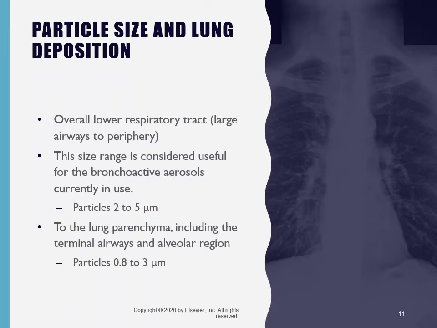In the lower respiratory tract, the size range that we want for bronchodilators, albuterol and things like that, is particle size from 2 to 5 microns. Those are going to deposit all over the lower respiratory tract. And to get all the way down to the lung parenchyma, including the terminal airways and the alveoli, particles have to be 0.8 microns to 3 microns.